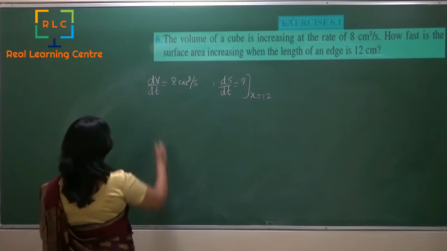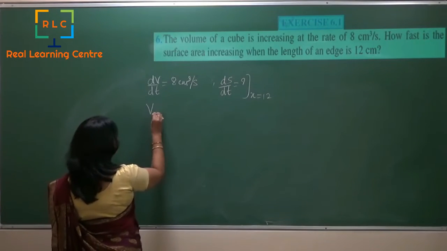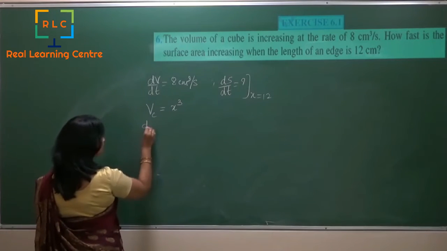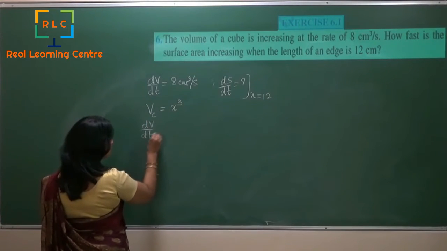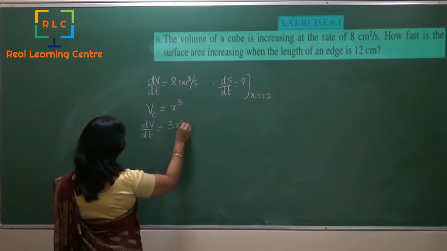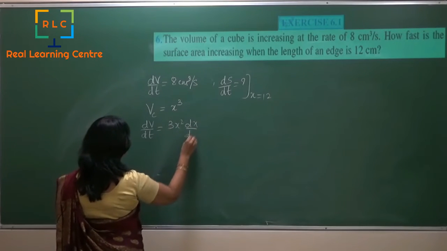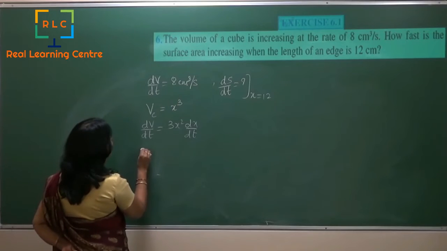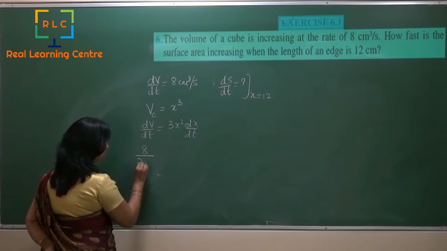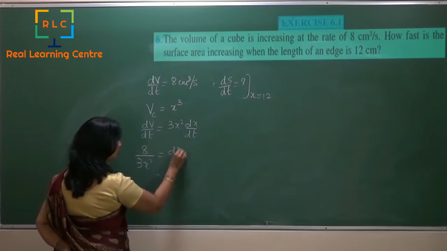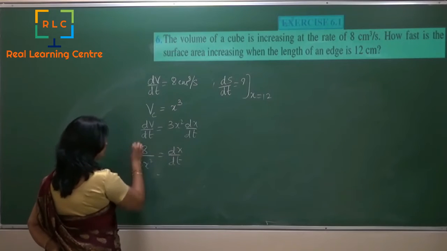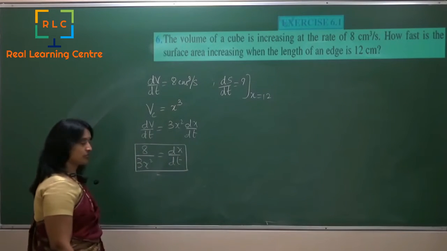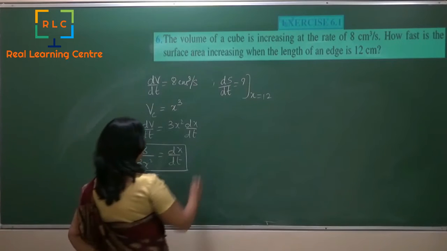So once again, we'll start from the volume of a cube formula. Volume of a cube is equal to x cube. Differentiating with respect to time, dV by dt is equal to 3x square into dx by dt. dV by dt is given to be 8. 8 divided by 3x square is equal to dx by dt. They have not asked about the rate of change of the edge, so dx by dt is equal to 8 by 3x square.